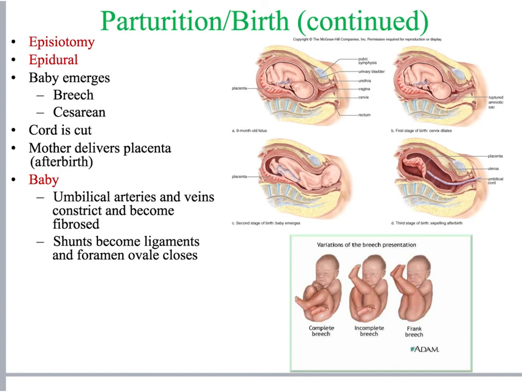Crowning is when the largest dimension of the baby's head distends the vulva, and at this point, sometimes an episiotomy is necessary. This is basically when an incision is made to widen the vaginal orifice, and often this is done in the perineum, or the space in between the vaginal orifice and the rectum.